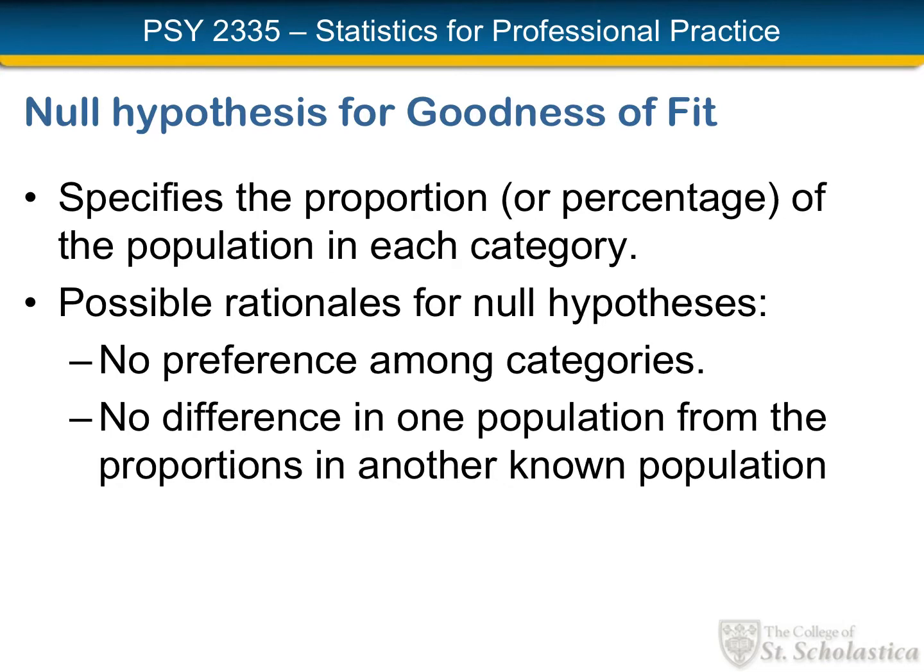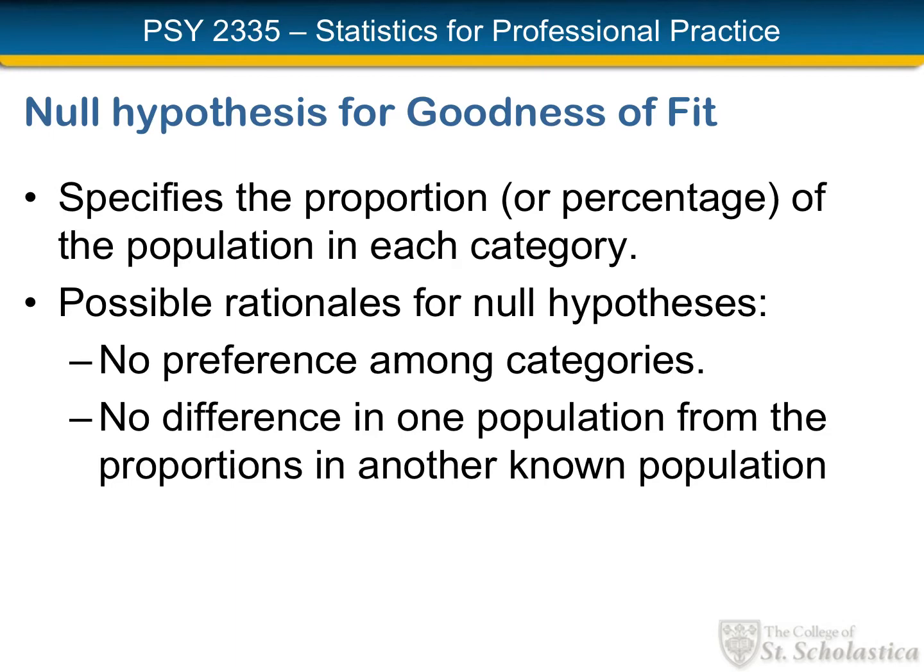So the null hypothesis for our goodness of fit test specifies the proportion, or you could say the percentage, of the sample that will fall into each category. And there are a couple of different rationales that are often used. One would just be to say that we predict that the sample distribution will have an equal number among all of the categories. So if we had 4 categories, there would just be 25% or 1/4 in each category.